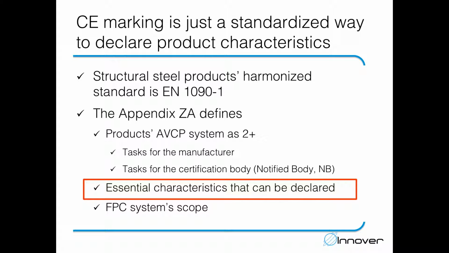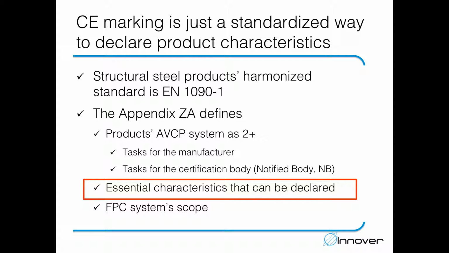But this next issue that we're going to turn into, the essential characteristics that can be declared, is probably one of the most interesting, and also at the same time one of the most difficult things to actually really understand in a CE marking project for our structural steel products. And this is one of the things that we have noticed is probably the least well understood part of the CE marking project. So I would just recommend that you take your time to actually understand what I'm trying to say here and what I'm trying to teach you.